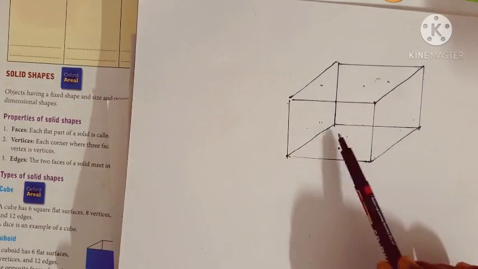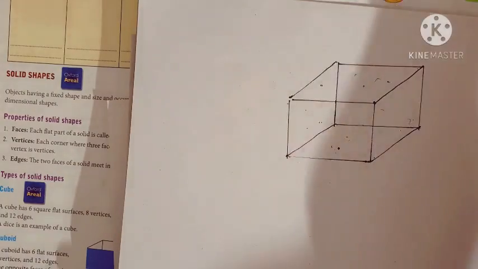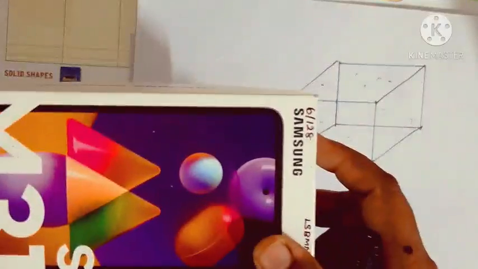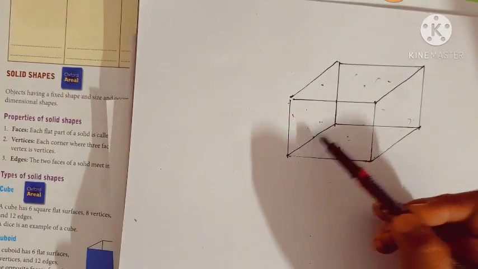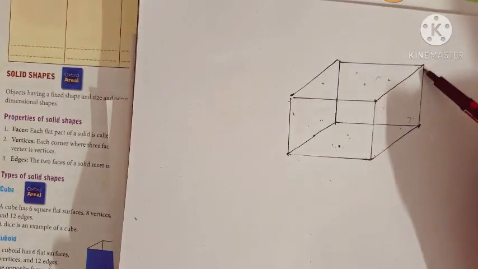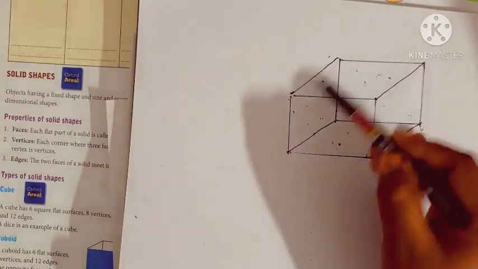Once again I repeat. This is 6 flat surfaces. All the flat surfaces. Understand? You have 6 flat surfaces. So for example, it is this. This is the flat surface, right? So all the sides it is rectangle only. Understand? So what will you have? You will have 6 flat surfaces, 12 edges and 8 vertices.